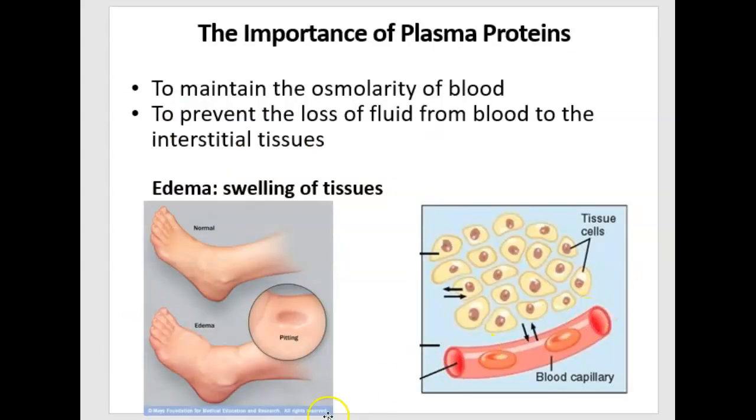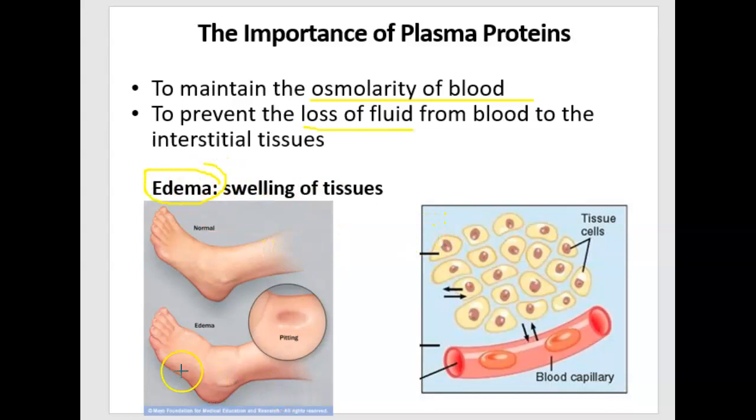Okay, let's talk a little bit more about the importance of these plasma proteins like albumin, fibrinogen, globulins, and any other solute, to tell you the truth, like amino acids and glucose and things like that. It's really important to keep a certain osmolarity of blood to prevent the loss of fluid or water from blood to the interstitial fluids. When we do lose fluid from our bloodstream out to the tissues, we notice swelling. And the term for the swelling of tissues is edema.